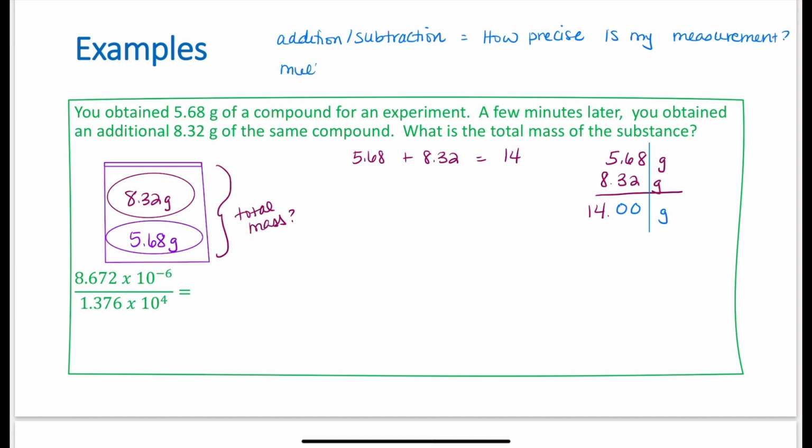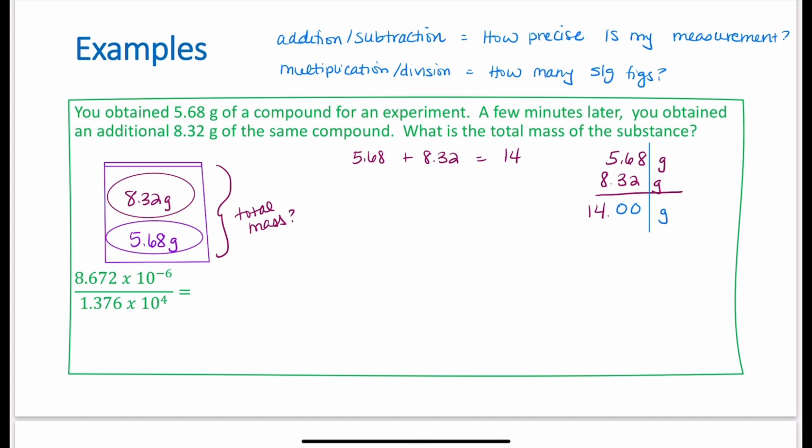For multiplication and division, you ask, how many sig figs? And for each one, you go with the least number. You go with the least precise measurement. You go with the least number of sig figs.